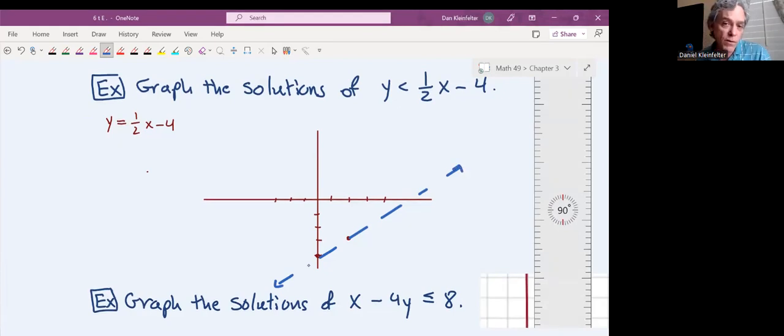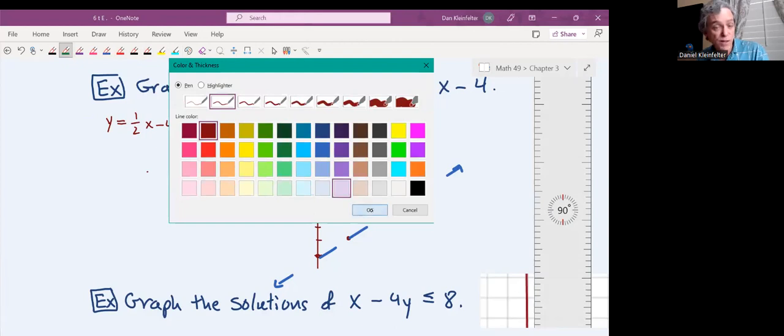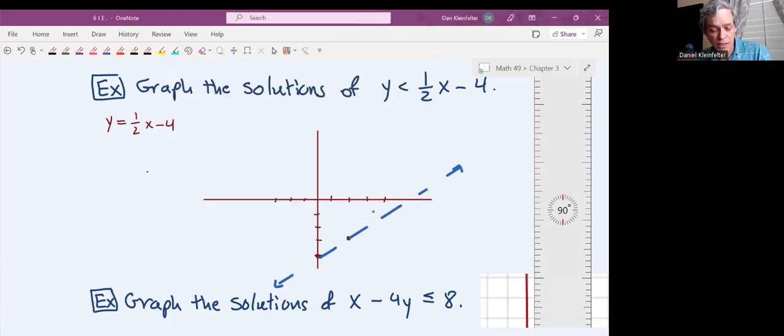Okay, once we've done that, we check a point not on a line. Often it's convenient to use the origin for this. 0, 0. Zeros are easy to plug into things, so let's do that. 0 is less than a half of 0 minus 4. Make sure that you're plugging your test point into the inequality, not the equation. So 0 is less than -4.